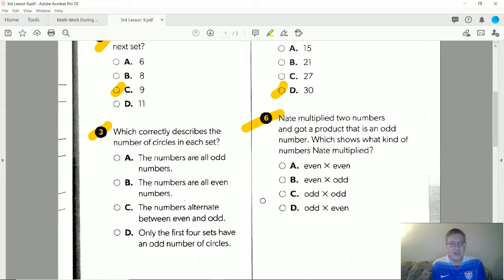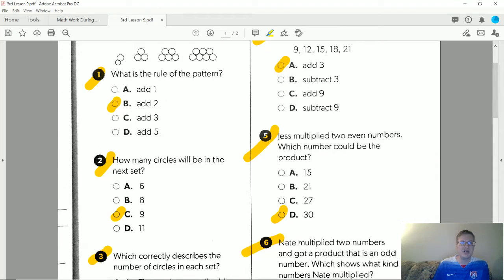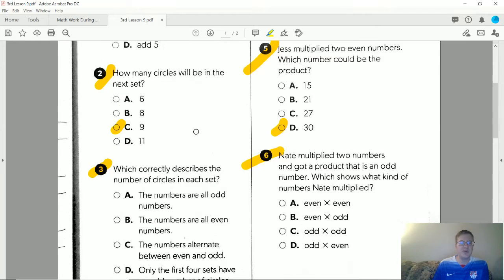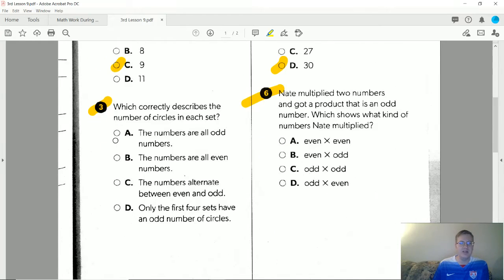Number 3, which correctly describes the number of circles in a set? And so we're kind of going back to what we were talking about before. All of the numbers would be odd numbers because we are starting with an odd number. We're counting up 2, which means we will go to our next odd number.